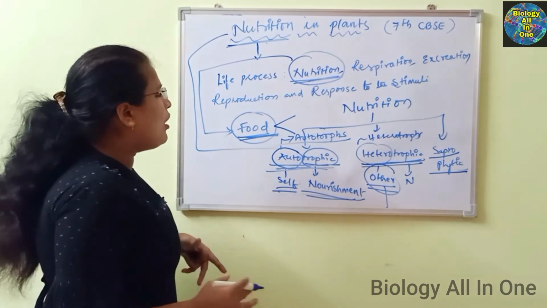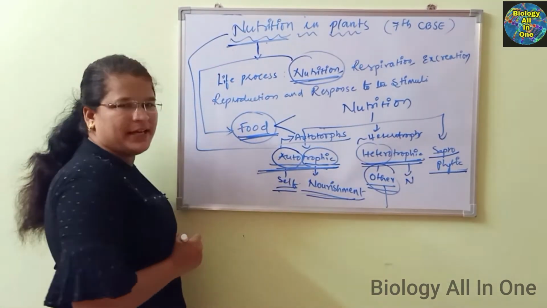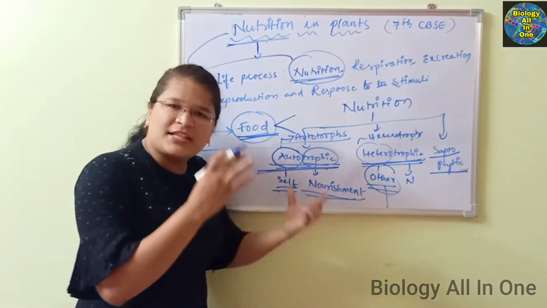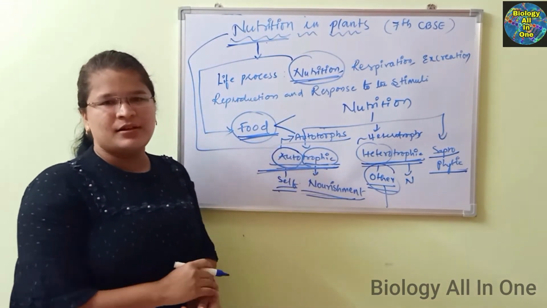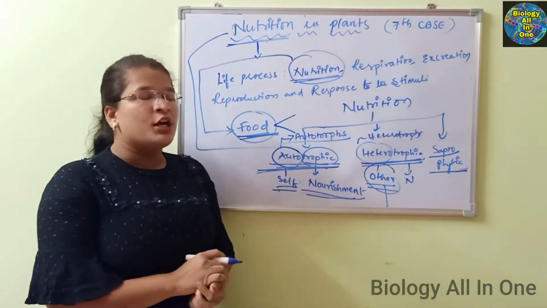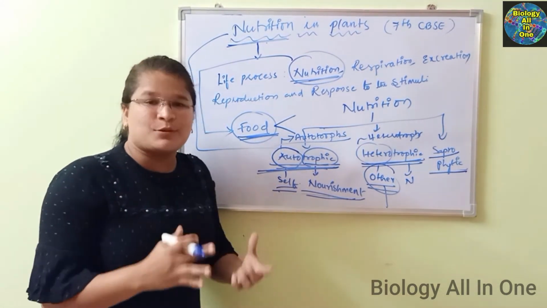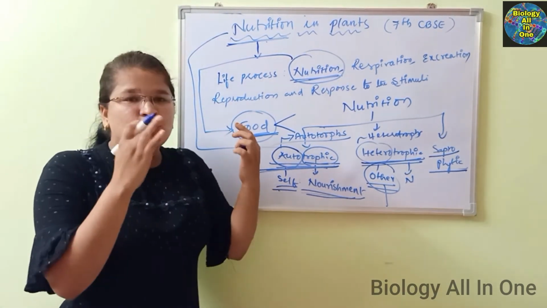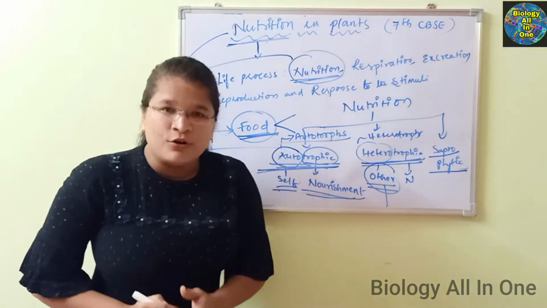So here we are going to know how autotrophic nutrition takes place. Actually, we know that the plants prepare their own food by themselves by following a process known as photosynthesis. Now here, I would like to tell you how photosynthesis takes place, in what way photosynthesis is helping the plants to provide the food material. Listen here very carefully.